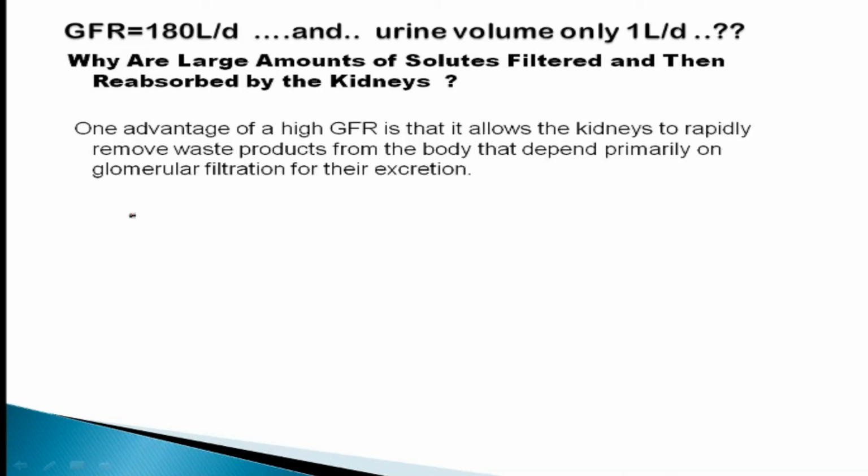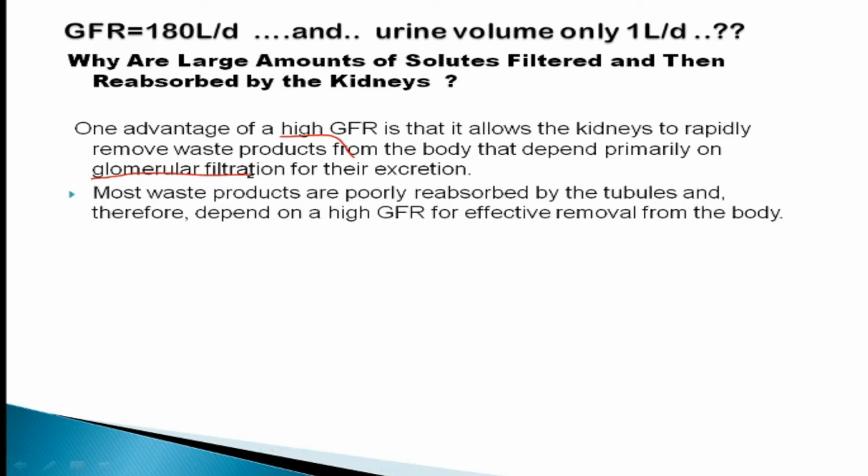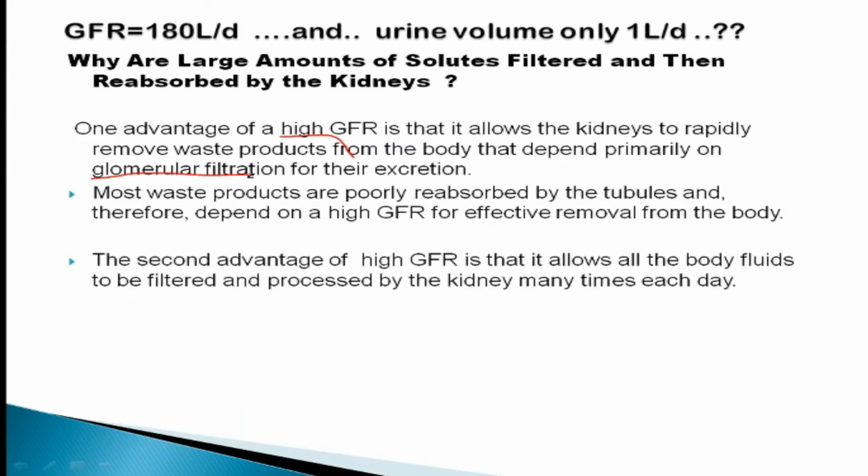The most important advantage of such a high GFR is that the kidney becomes highly efficient in removing excess waste products from the body. And because the metabolic waste utilizes glomerular filtration as its prime means of excreting out, the kidney becomes highly efficient in its metabolic control activities. Most of the waste products are poorly reabsorbed, and therefore high GFR is very important for their removal.